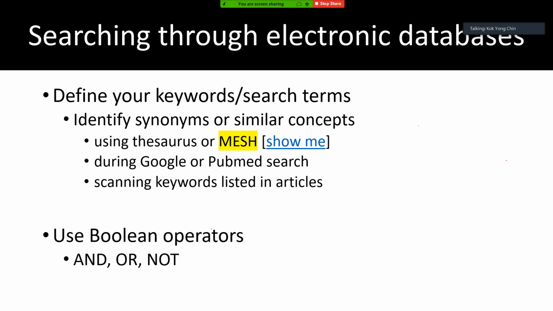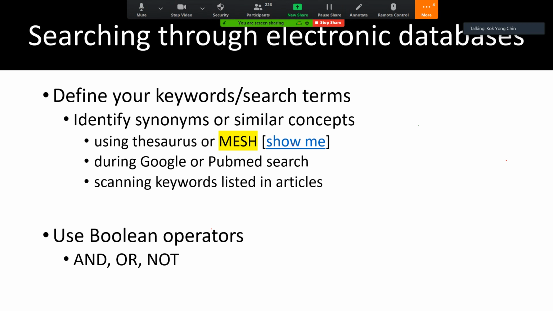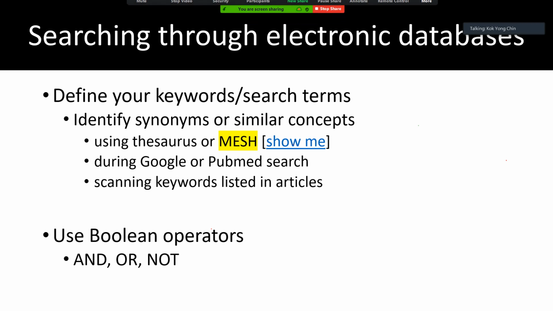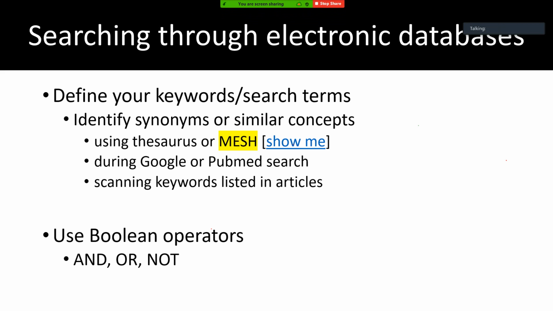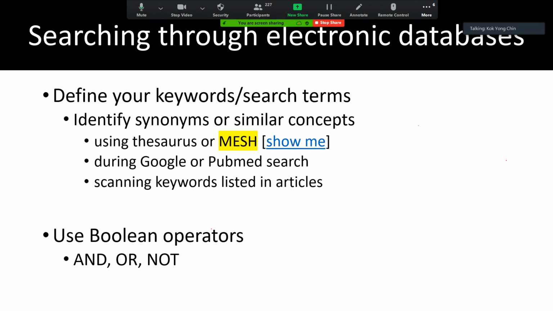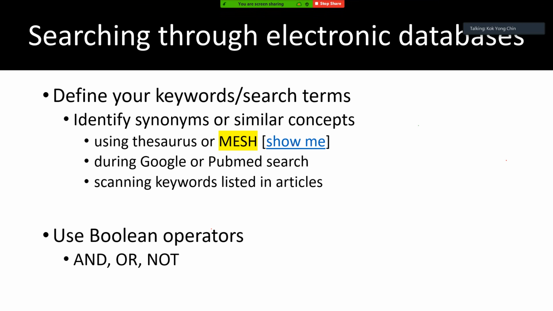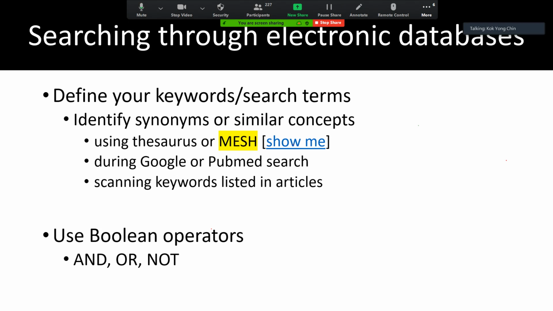So you open your Scopus and you open your PubMed or websites. What do you want to put into the search bar? You need to define your keywords and search them very carefully, and this requires some discussion with your supervisors or other cohorts. You need to put synonyms or similar concepts into the search databases. The synonyms or similar concepts can be found using a thesaurus or the MeSH website. Some of you may not be very familiar with the MeSH website. I'll show you later.